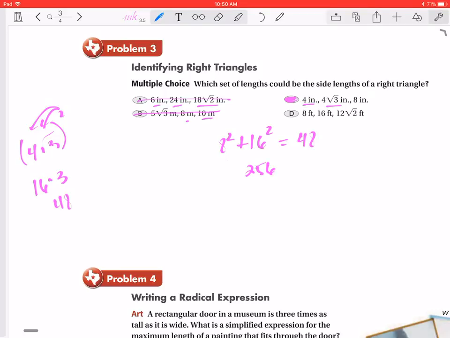Well, right there off the bat, we know that that won't work for a right triangle. So I really honestly don't have to go further, because if our 16 squared is going to be bigger than our 12 square root of 2 squared, that won't work. Okay? So we are done solving that problem. Our only answer choice is C.